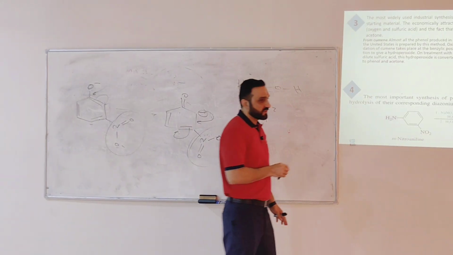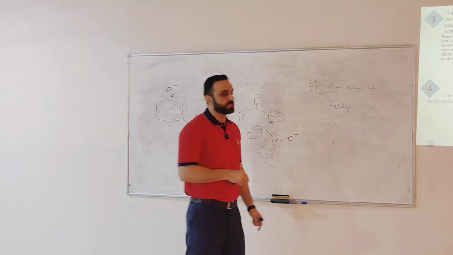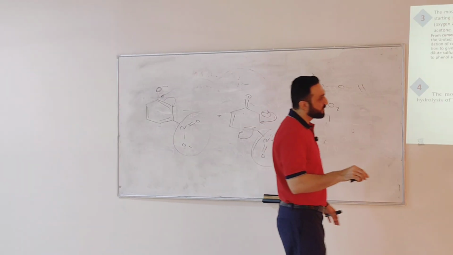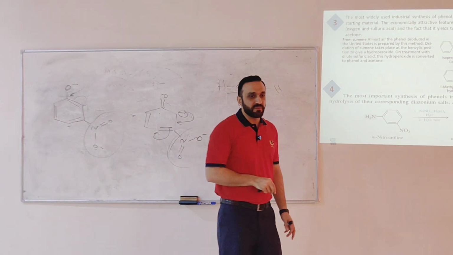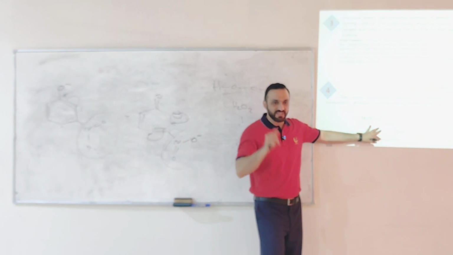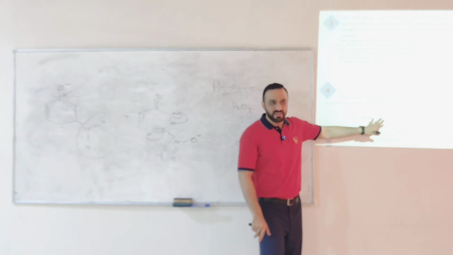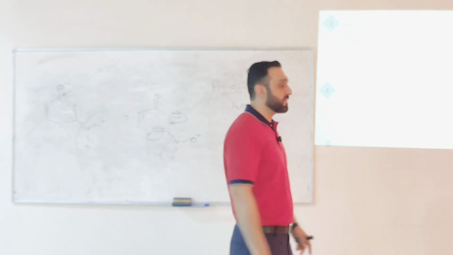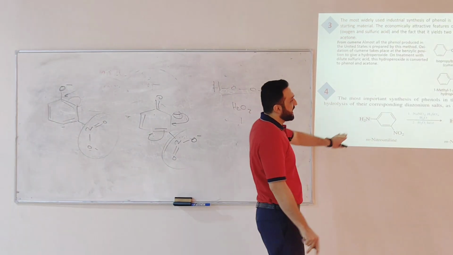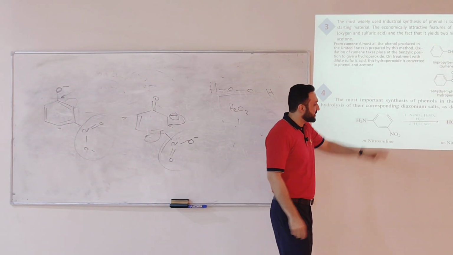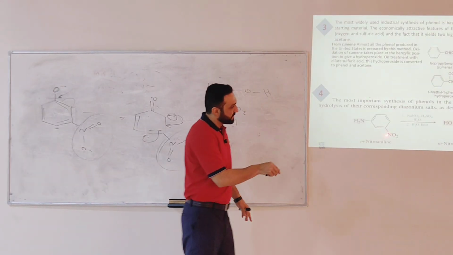Number 4, the preparation of phenol. The most important synthesis of phenol in the laboratory is from the amine. This is related to chapter number 1, the amines and diazonium salts. Diazonium salts can be formed from aromatic amine compounds, and they are then hydrolyzed to give the corresponding phenols.